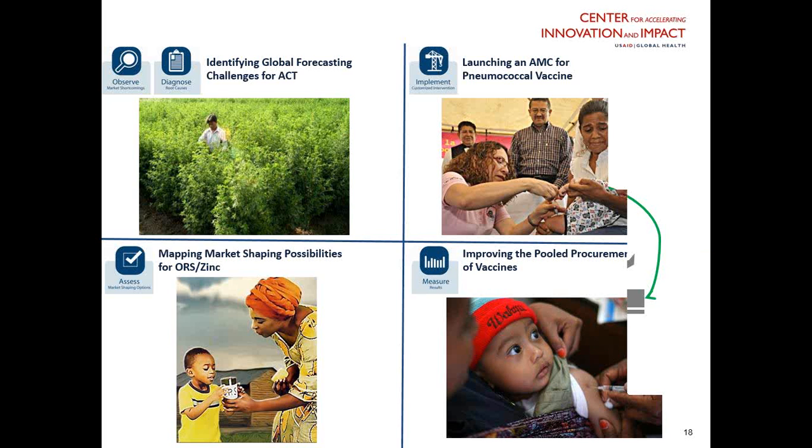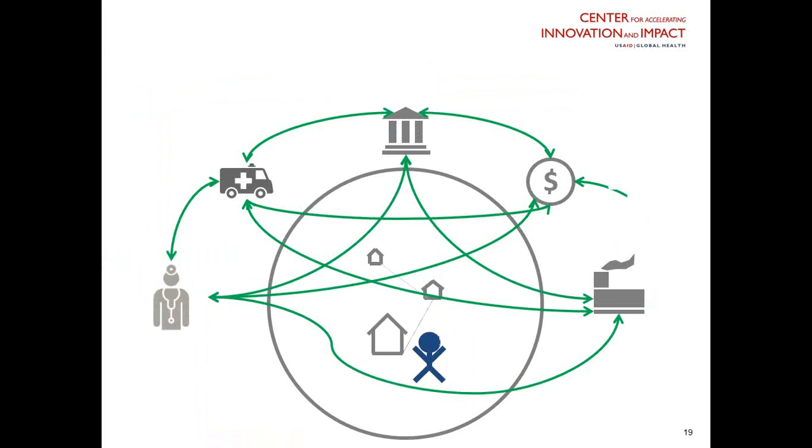And for the last step, measuring results, we look at the evolution of how pooled procurement of vaccines has taken into account a more holistic view of the marketplace, really incorporating more of those 5 A's characteristics that I spoke about at the beginning. So that brings us back to this web of relationships that we started with.